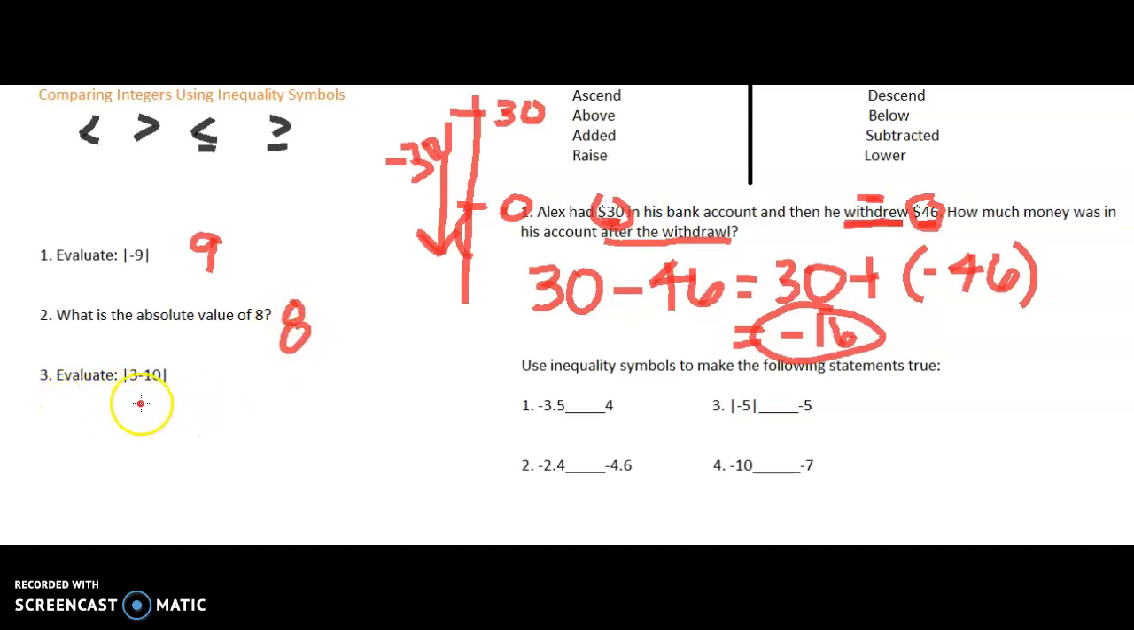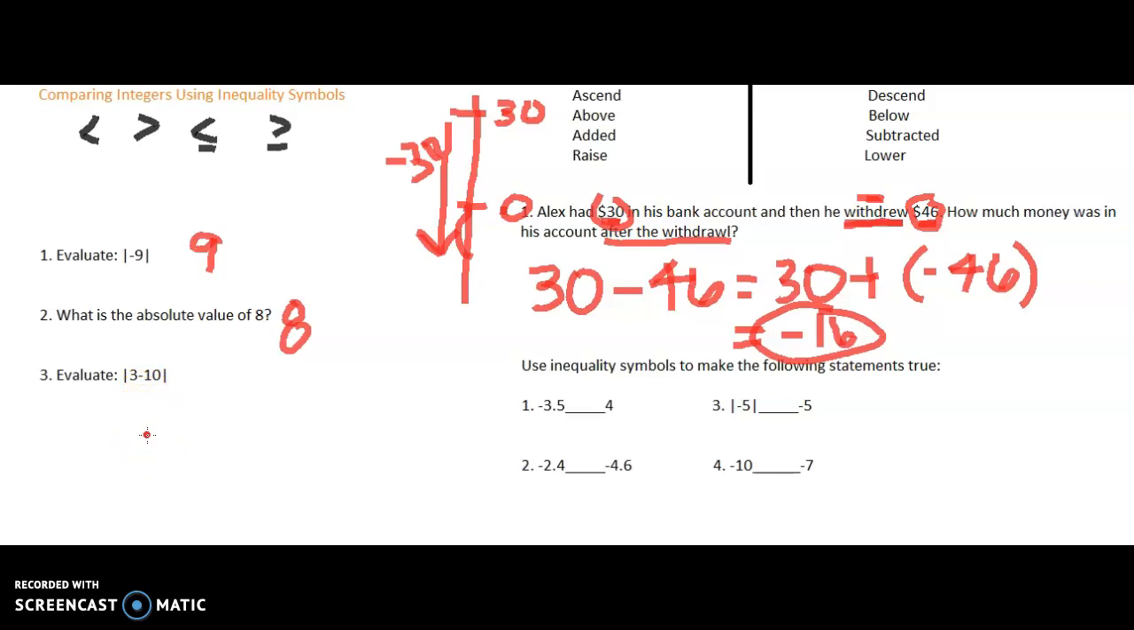The next problem, we have a little bit of a different looking problem here. We have 3 minus 10, and then we're taking the absolute value of that. So remember that absolute value symbols are kind of like parentheses or groupings. We're going to do what's inside of them first, and then whenever we're done, we're going to take the absolute value of that. So the first thing we're going to do is figure out what is 3 take away 10, and then when we finish that, we're going to go ahead and take the absolute value of it.